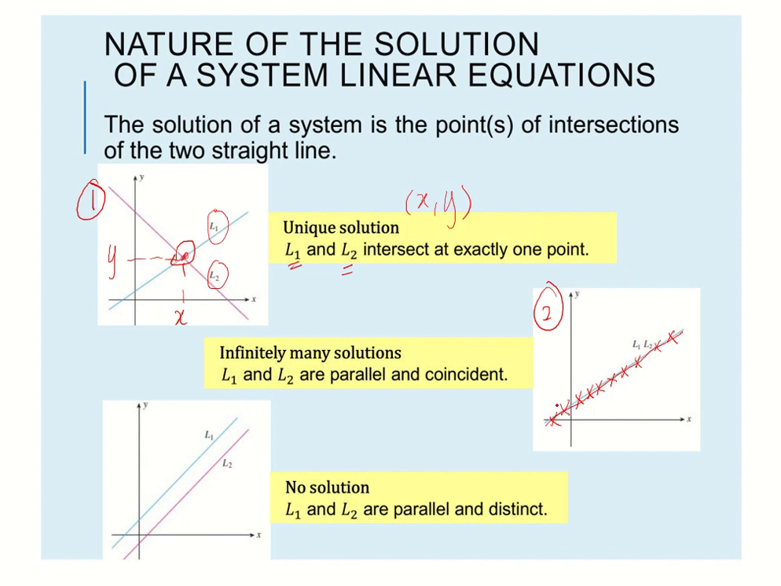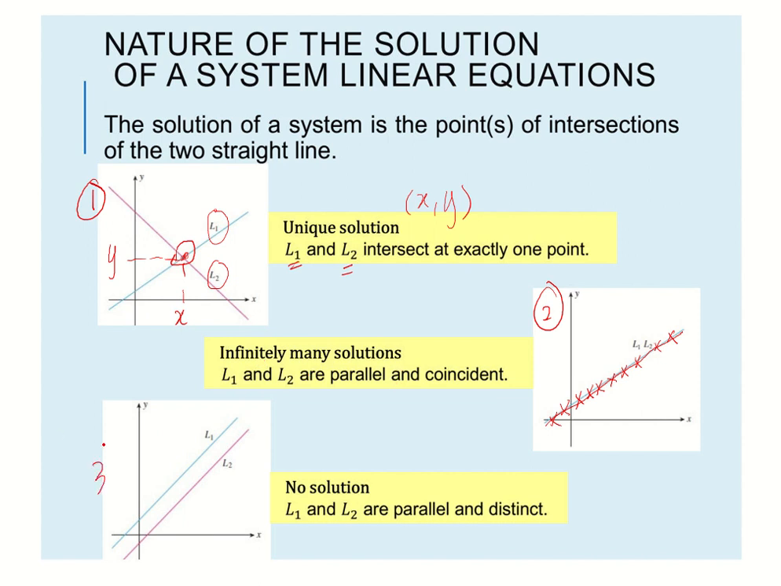But for the second situation here, we have many intersection points. So we say that we have infinitely many solutions. So every point is a possible solution. All right, so the second situation, when we have two lines, they are parallel and coincident. So we say that the system has infinitely many solutions.